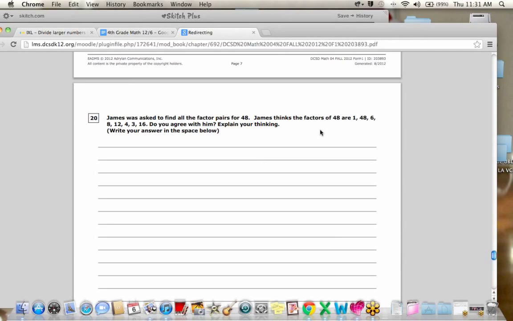James was asked to find all the factor pairs for the number 48. The factors of 48 are 1, 48, 6, 8, 12, 4, 3, 16. Do you agree with him? Explain your thinking. Write your answer in the space below.